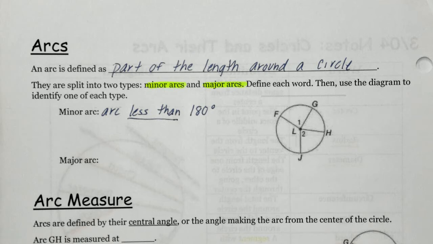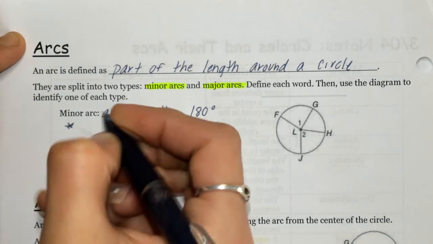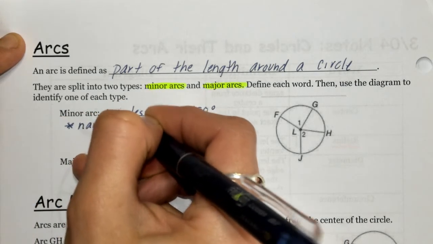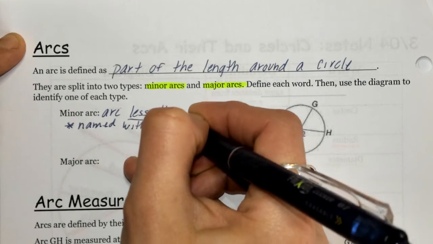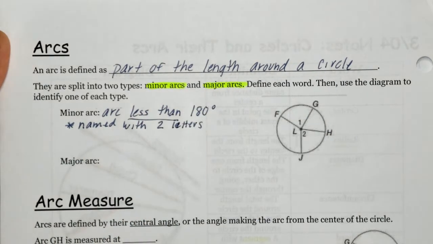When we name this arc, like with a segment with a line, we're going to have 2 letters, and it's going to be where, like a segment, it's going to be where it starts and where it stops. Okay? So we find 2 points that connect on the arc, that make an arc that's less than 180 degrees, and we're going to name it with the 2 letters. So here we'll write in named with 2 letters. Sorry for the sloppy handwriting. Named with 2 letters.